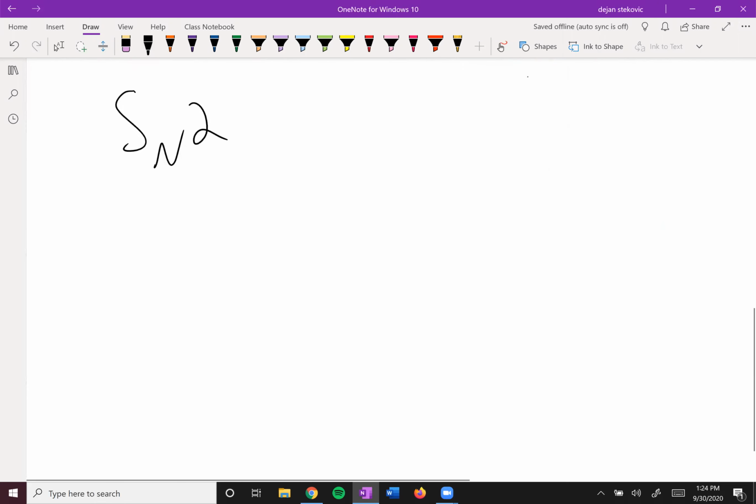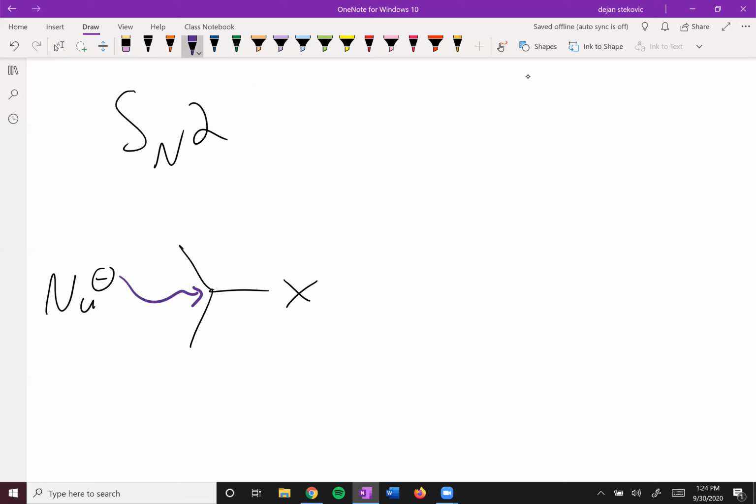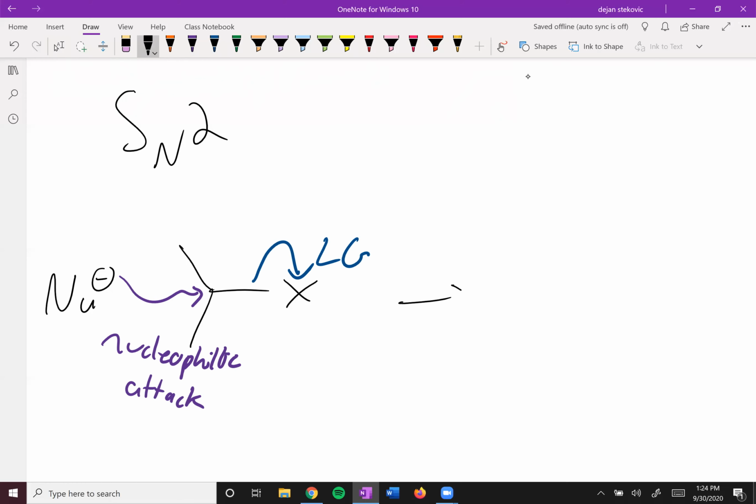As we said, it's one step. So these things are occurring at the same time, right? First, we have this nucleophilic attack. So we're forming this nucleophile carbon bond, and at the same time, we're breaking this carbon halogen bond, or carbon leaving group bond, and we're having a leaving group leave, to end up with our product.